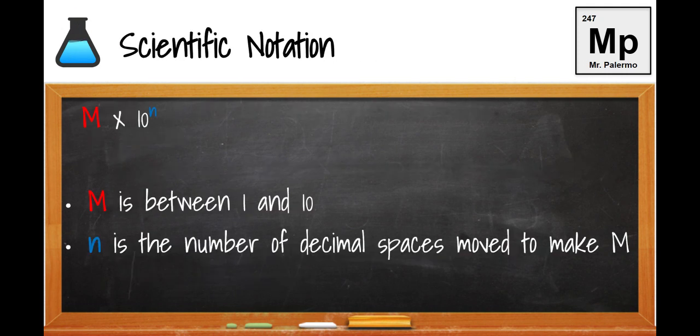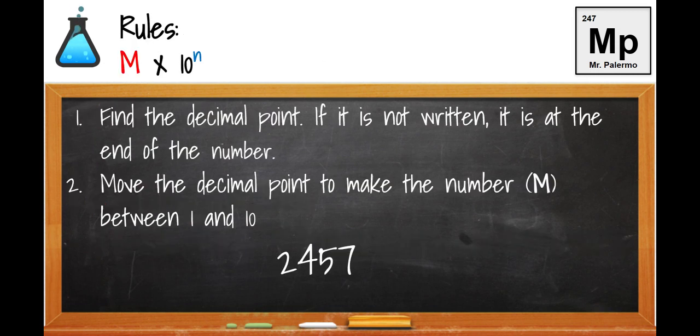So it's written as M times 10 to the n. M is a number between 1 and 10, and n is the number of decimal spaces moved to make M. So find the decimal point. If it's not written, it's at the end of the number. So 2457 has a decimal at the end of the number. Move the decimal point to make the number M between 1 and 10.